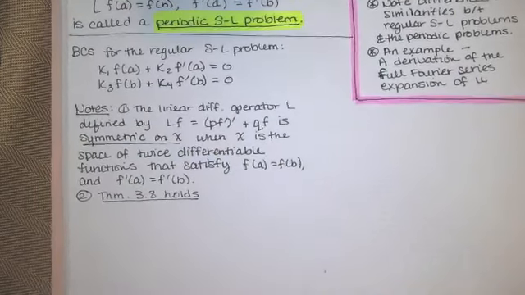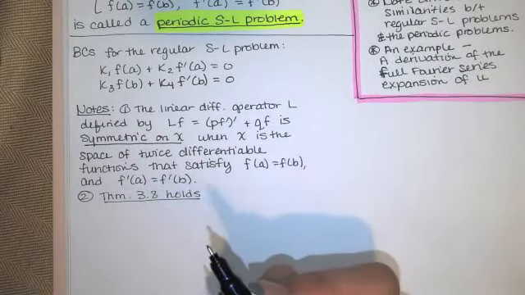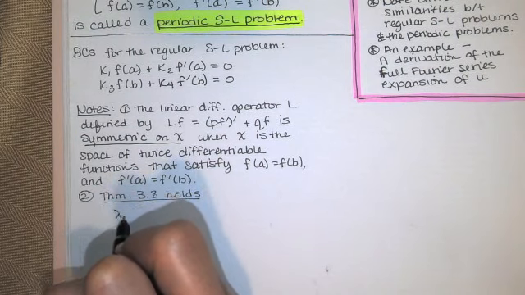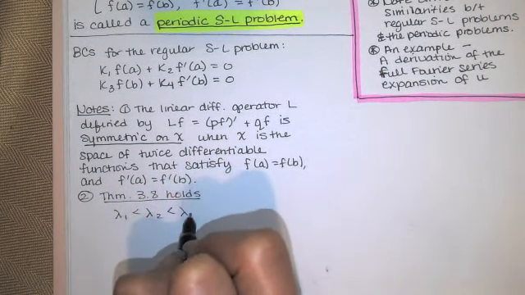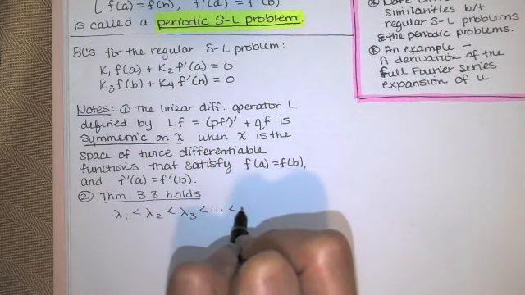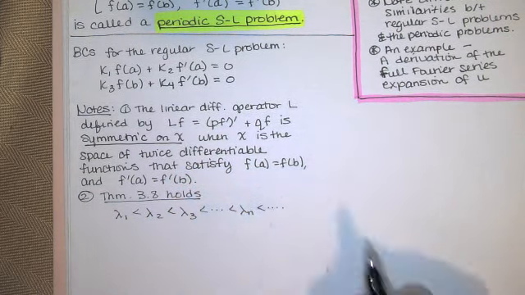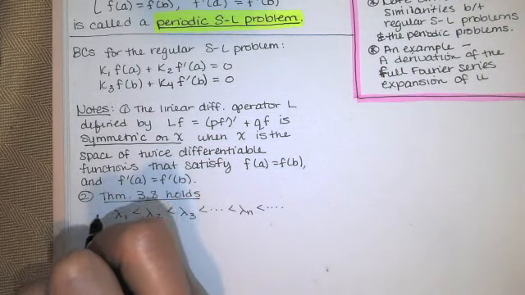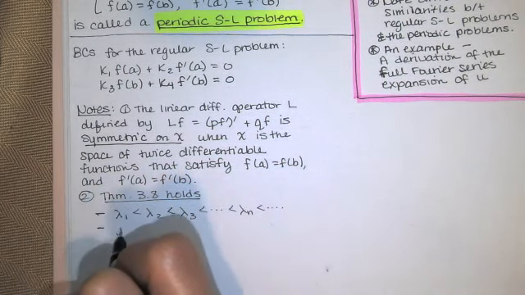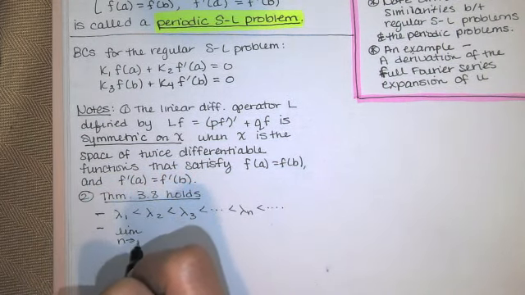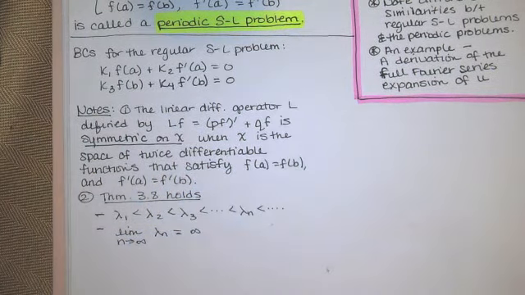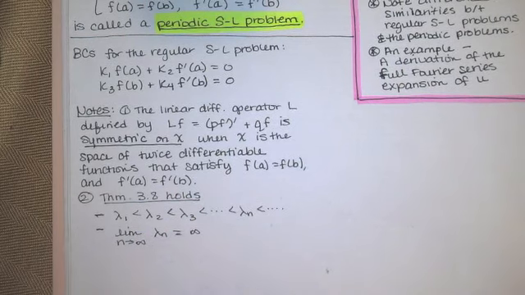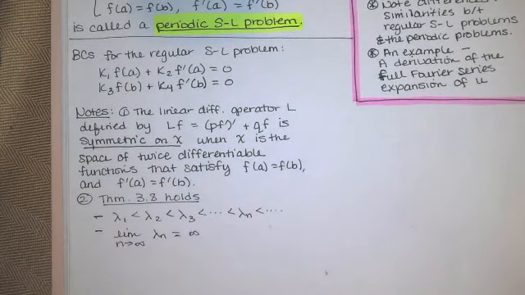Now remember what theorem 3.8 said. Theorem 3.8 said the following: we're going to have this increasing sequence of eigenvalues, infinitely many of them. It also said that the limit as n goes to infinity of the nth eigenvalue is infinite. So lambda sub n goes to infinity as n goes to infinity.